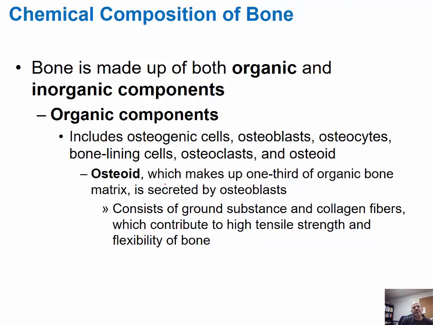So looking at the chemical composition, bone is made up of both organic and inorganic components. The organic components include the bone cells that we find there: osteogenic cells, osteoblasts, osteocytes, lining cells, osteoclasts, and also the osteoid. The osteoid is going to make up 1/3 of the organic bone matrix, and it is secreted by the osteoblasts. It does consist of a ground substance and collagen fibers, which contribute to the high tensile strength and flexibility of the bone.